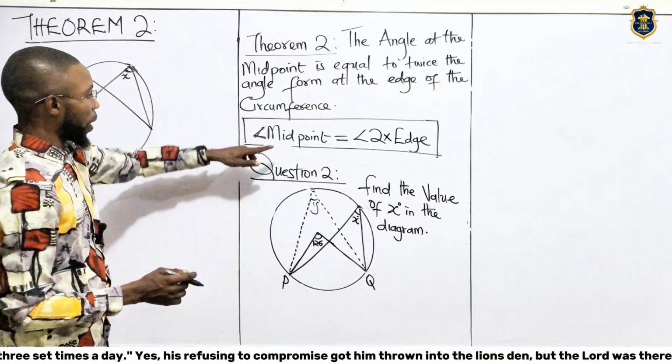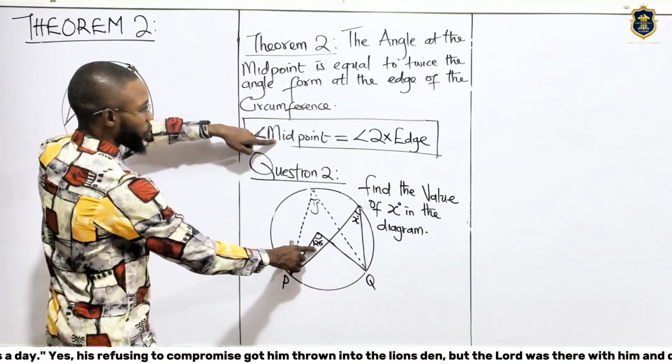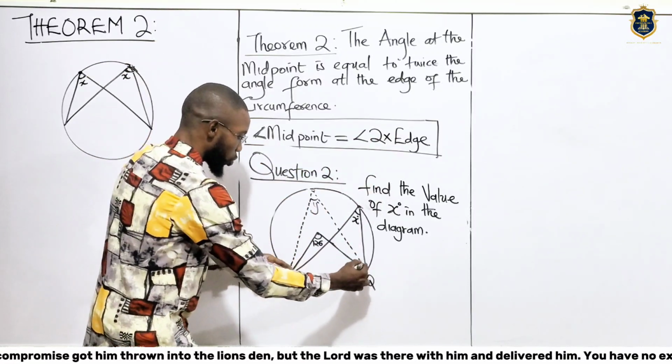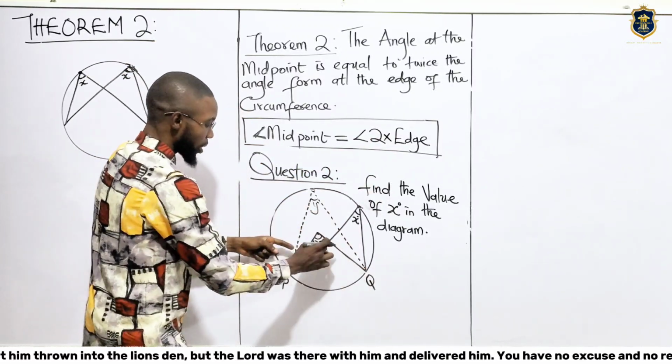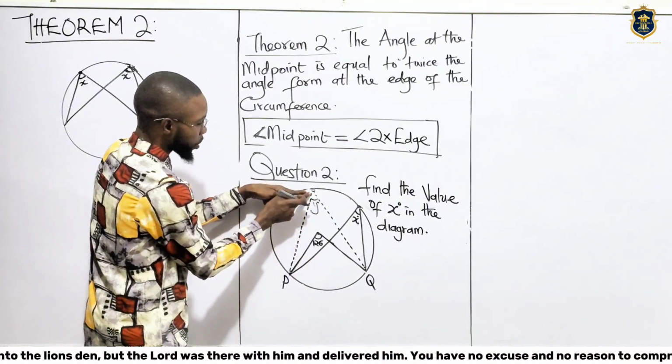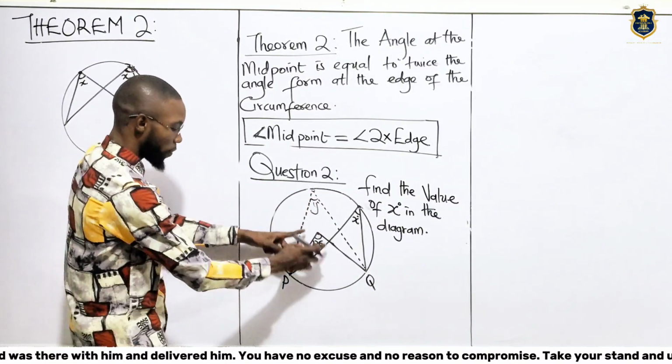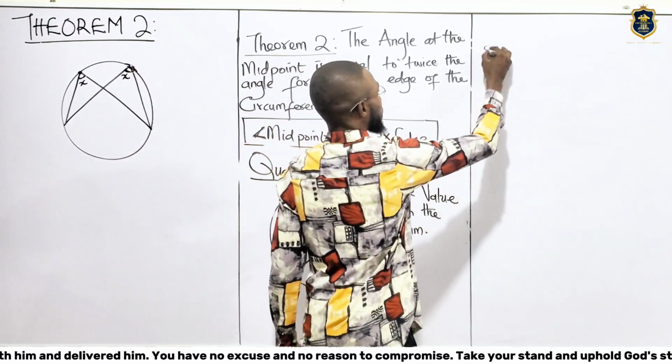And then we know that the angle at the midpoint is equal to 2 times the angle at the edge, right? Look, we already have the first theorem forming here like this. Angle at the midpoint is equal to 2 times the angle at the edge. So we can form this equation.